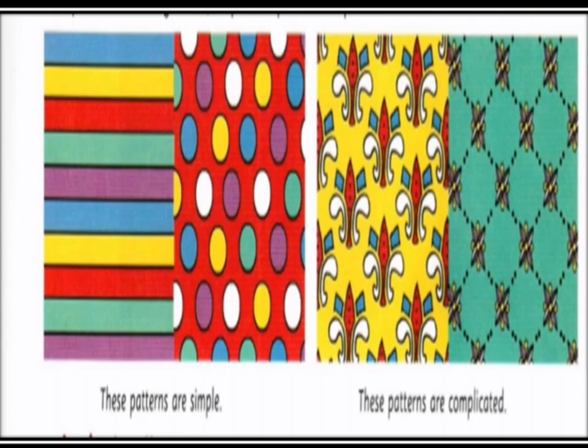لننتقل إلى الصورة التي جنبها. Look at this picture and these patterns. These patterns are complicated. Complicated بمعنى معقدة. كما نرى هنا عدة أشكال متداخلة مع بعض لتنتج لنا نمط جميل في كل صورة.